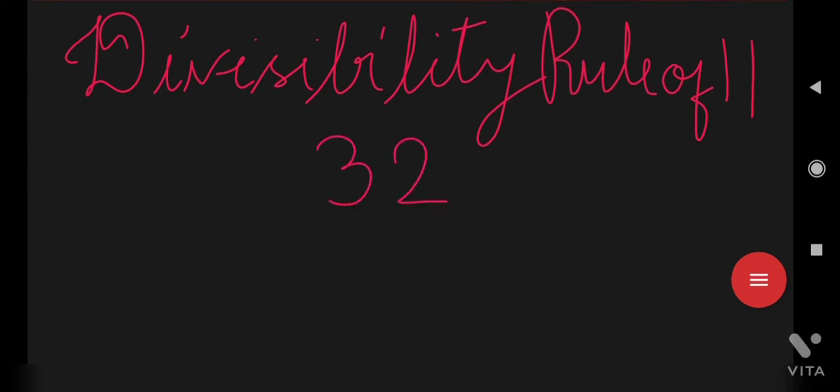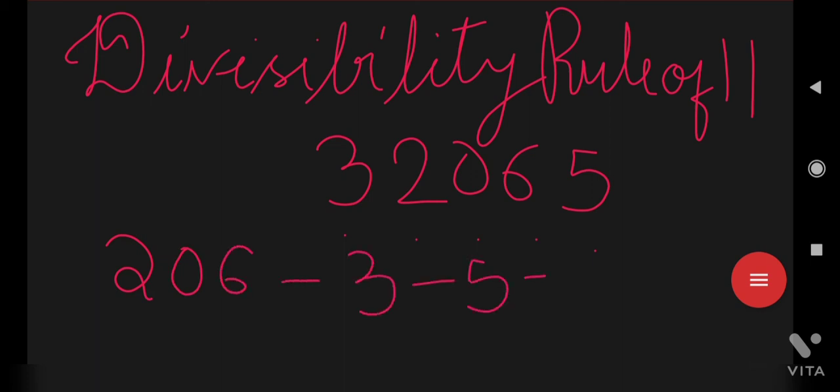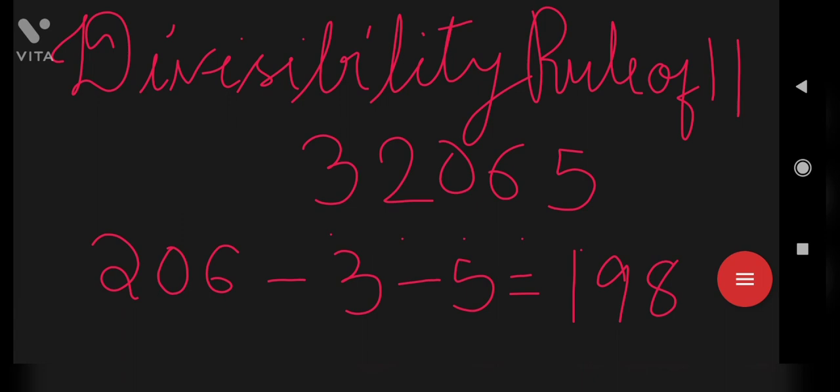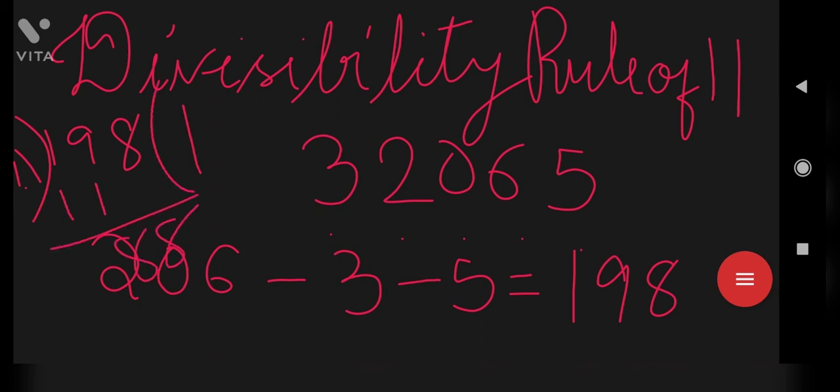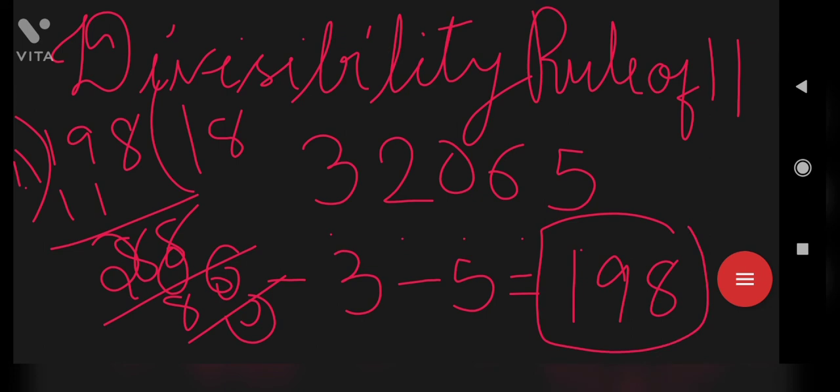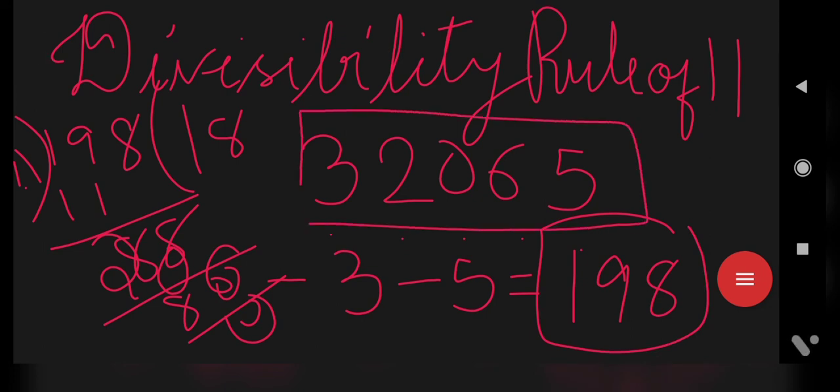So now what if a number has an odd number of digits, like 1, 2, 3, 4, 5, 5 digits. In that case, you have to subtract the first digit as well as the last digit. For example, 206 minus 3 minus 5, that is minus 8 in total, which gives 198. As we know, 198 is divisible by 11. If you want, you can check it. 198 divided by 11, 11 ones are 11, 8, 8, then 11 8s are 88, it's 0. So the number 198 is a multiple of 11. So then the whole number is divisible by 11.